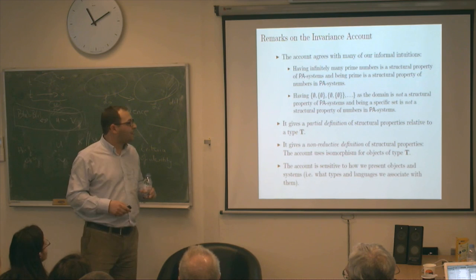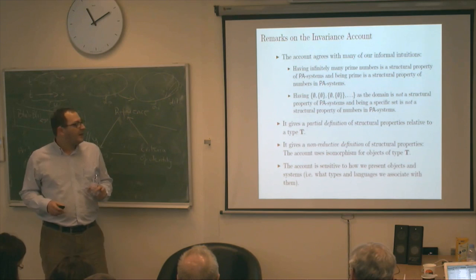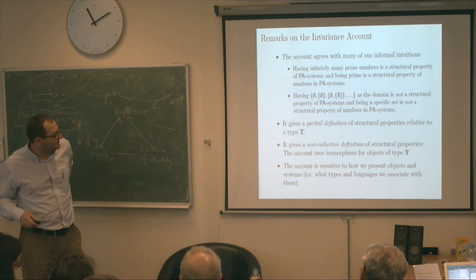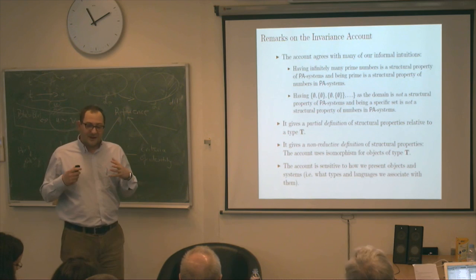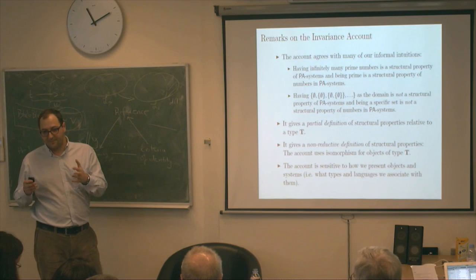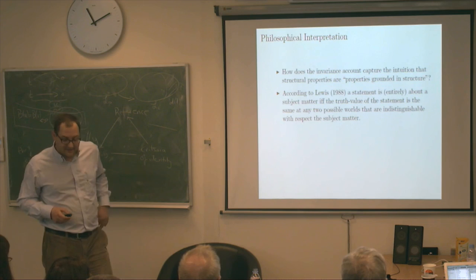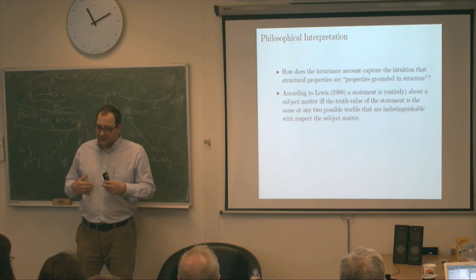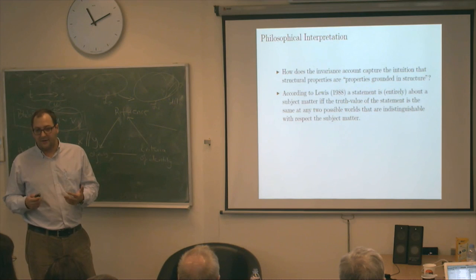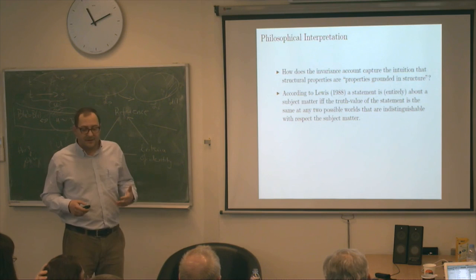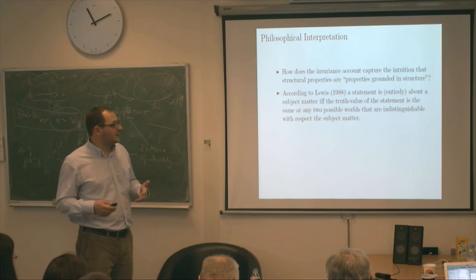Okay, so that's it for the invariance account. What we tried to do in the paper, and this is where the work in progress unfortunately still comes in, is to also give a more philosophical or metaphysical explanation of why structural properties so construed turn out to be structural in the informal sense, so why these properties are structural. And at least for the invariance account, one way to go here is to think of this invariance approach in relation to a theory of aboutness, being about the structure of mathematical objects. So the question is, how does the invariance account capture the intuition that structural properties are properties grounded in structure, or properties an object has because of its structure?